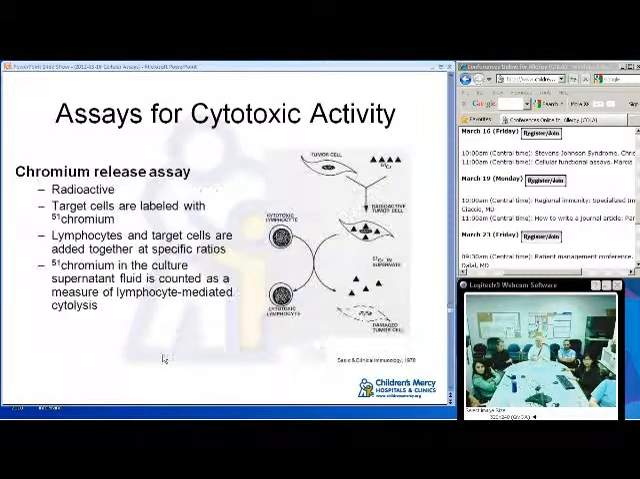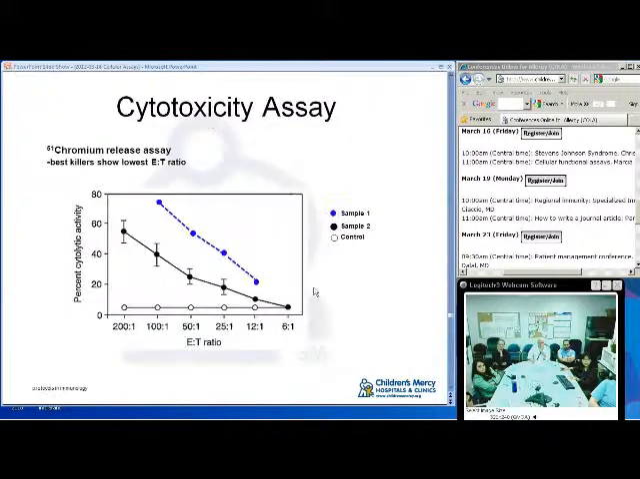So if we look at the classical chromium release assay, we first label the cells, the tumor cells, the target cells with chromium, and then we add the target cells at specific ratios, and then we collect the supernatant in these cultures and look for chromium, because the damaged cells will release chromium, and that's an indicator of cytotoxic activity. And then you can graph this as a percent cytolytic activity versus the effector target ratio.